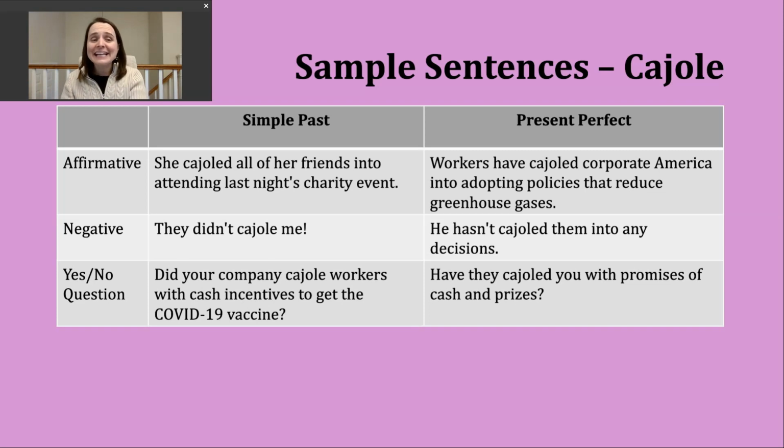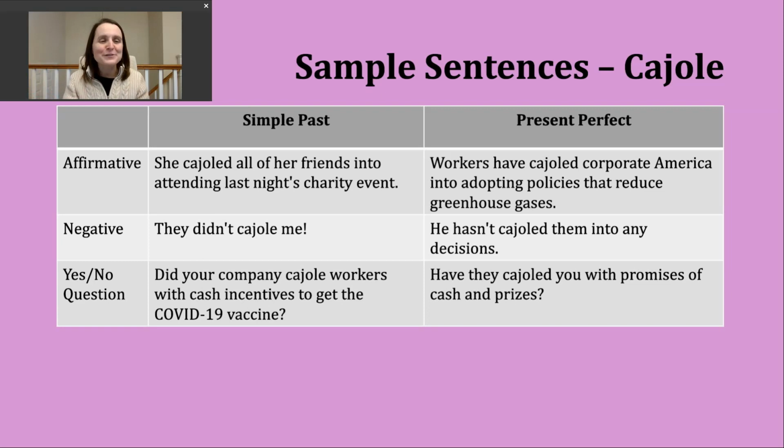Now, if you want to make a negative simple past tense sentence, our structure is to have our subject, then did not, and then the base verb. You can see that in a very simple sentence here. They didn't cajole me. So here, someone might be kind of defensive. Like, this was my own decision. I wasn't persuaded. They didn't flatter me and convince me I needed to do something. Finally, let's look at making a yes or no question. To do this, I start with did, then I have my subject, and then the base verb.